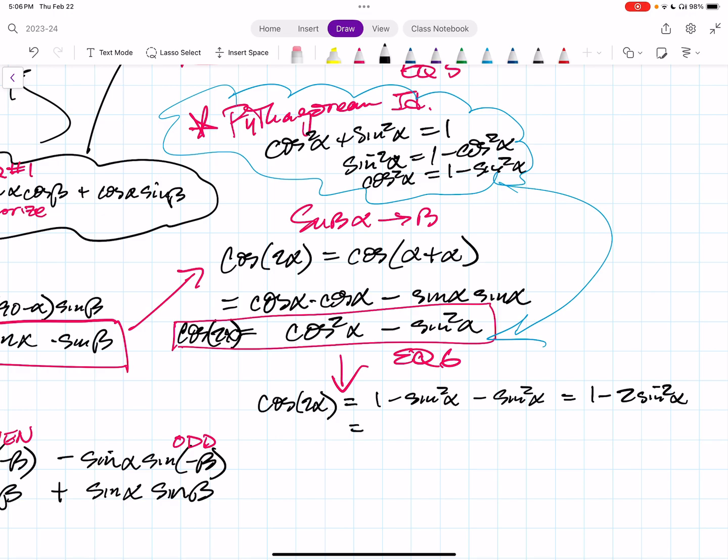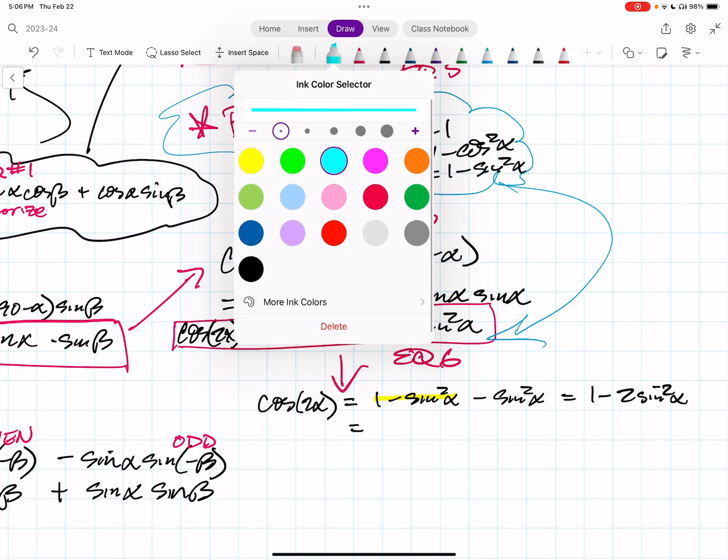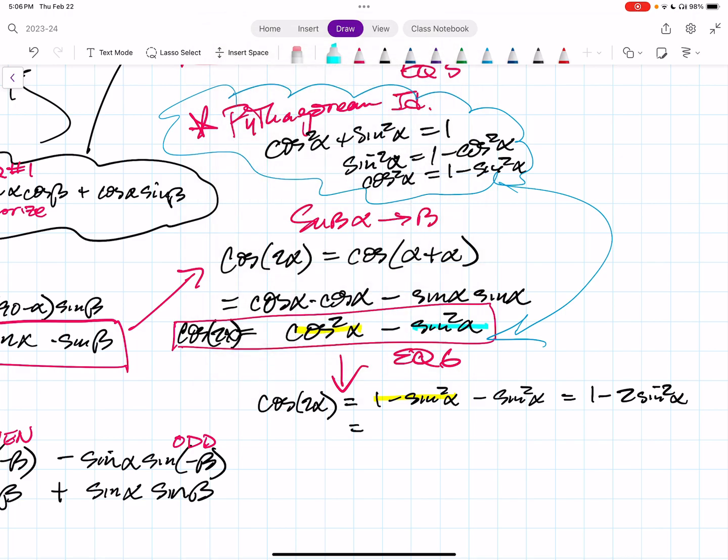Or I could have made a different substitution. Right there, I just replaced cosine squared alpha, which is equal to 1 minus sine squared alpha, and simplified it. But if I did it another way, if I substituted for sine squared alpha here, I can replace it with 1 minus cosine squared alpha. So let me start over here. I'm going to write down the original identity.